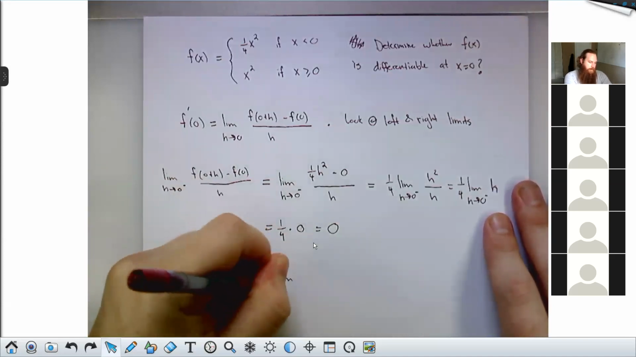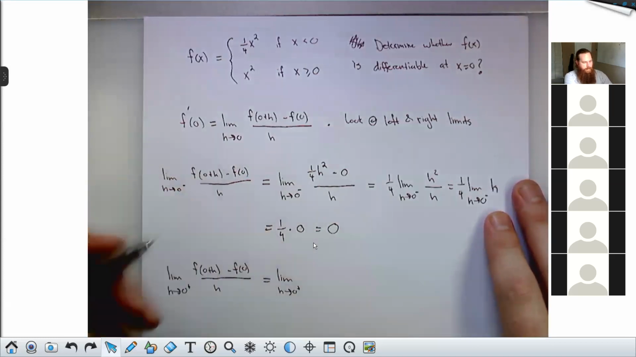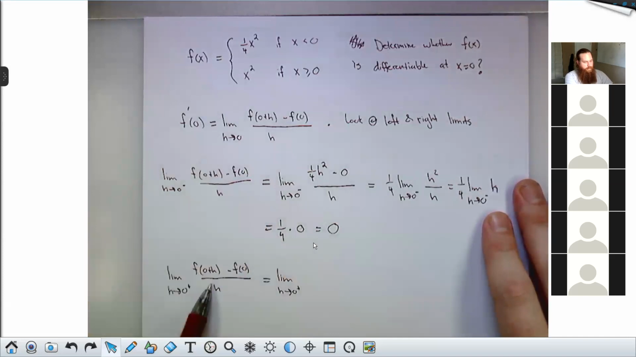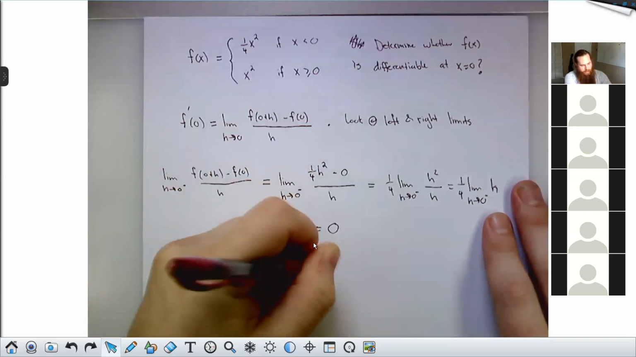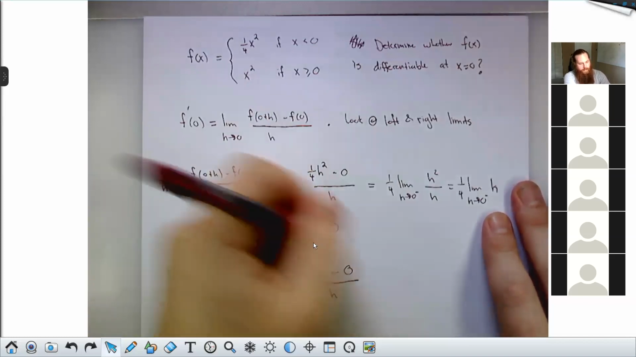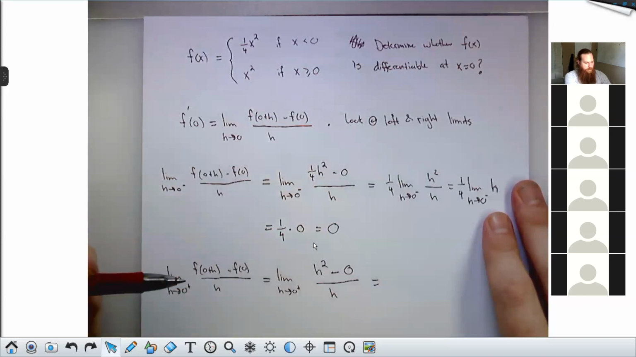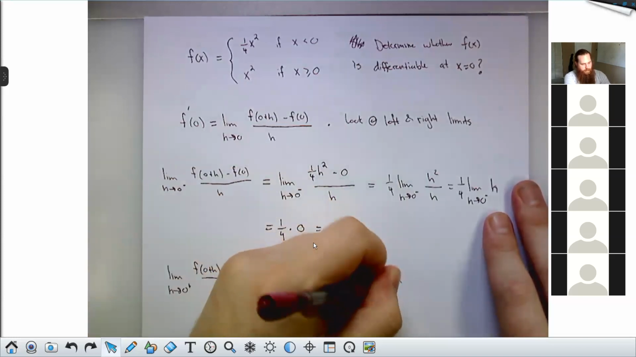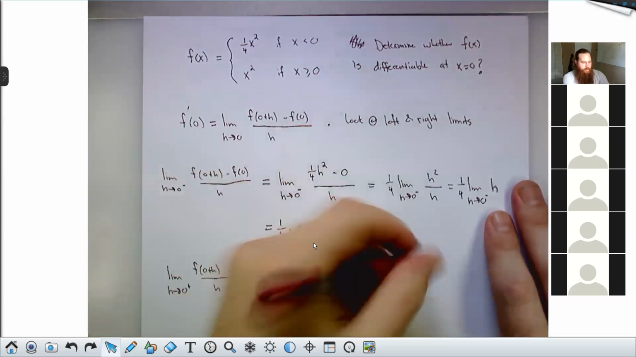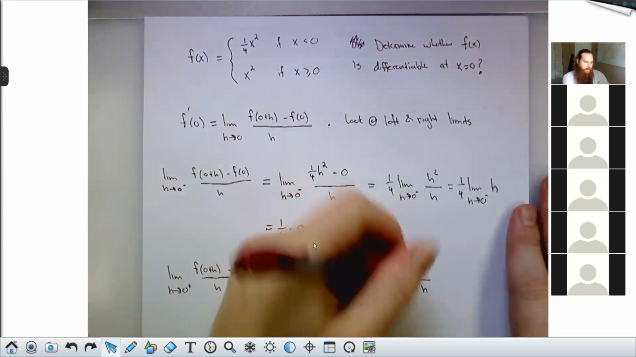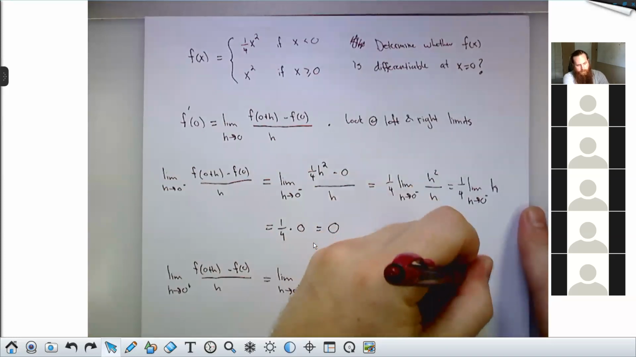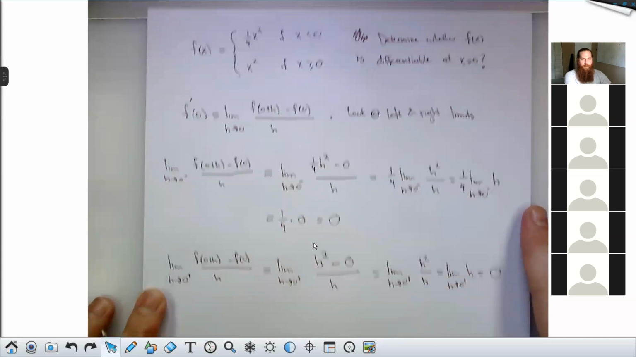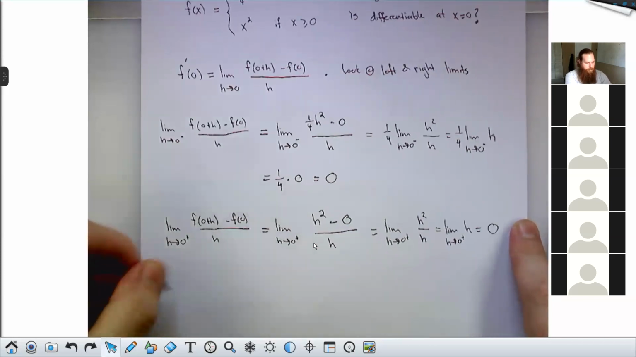This would be the limit as h goes to 0 from the right. Here I'm considering h as being a little bit bigger than 0. So 0 plus h is bigger than 0. So I'm using this definition. f of 0 is still 0. So the limit as h goes to 0 from the right is just of h squared over h. There's no 1/4. And again, you can cancel. And again, you get 0. So that function is differentiable.